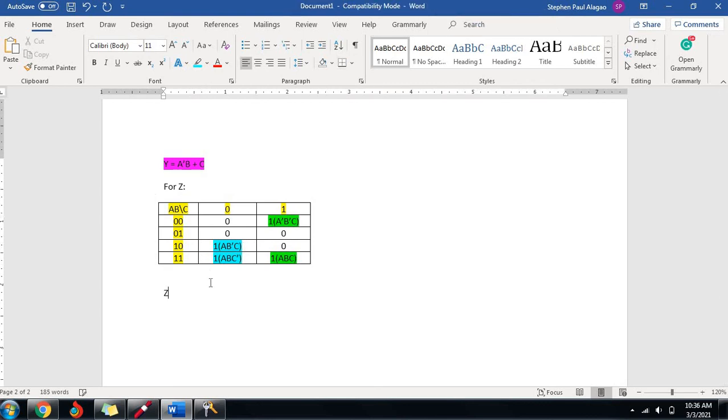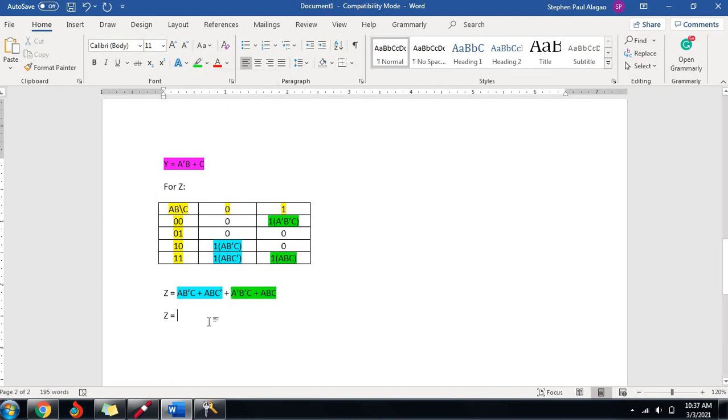So proceed to the equation. Therefore Z is equal to, for the blue, A, B bar, C, plus A, B, C bar, plus A bar, B bar, C, plus A, B, C. So Z therefore is equal to, this is your blue group, and this is your green group.